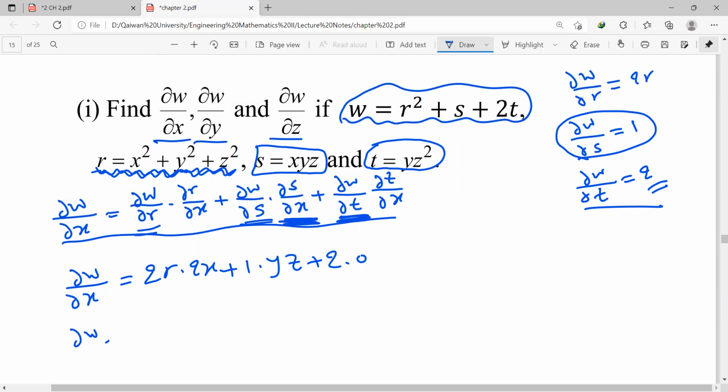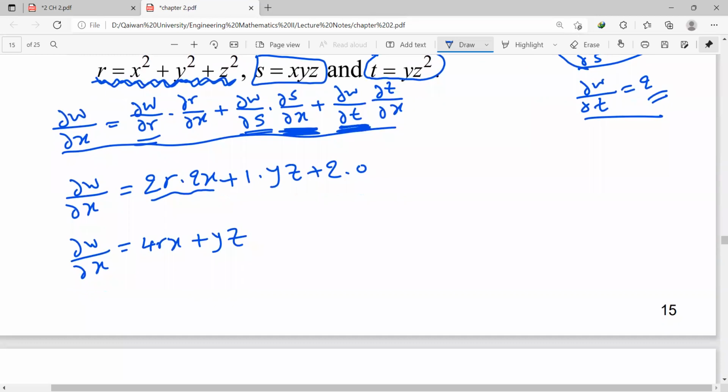So you say partial w by partial x equals 4rx, yeah, multiplication of these two, you get 4rx plus yz plus 0, and that's all. So this is partial w by partial x. But here in partial w by partial x, we have r. We must have no r, s, and t in it. We must only have x, y, and z, only the independent variables.